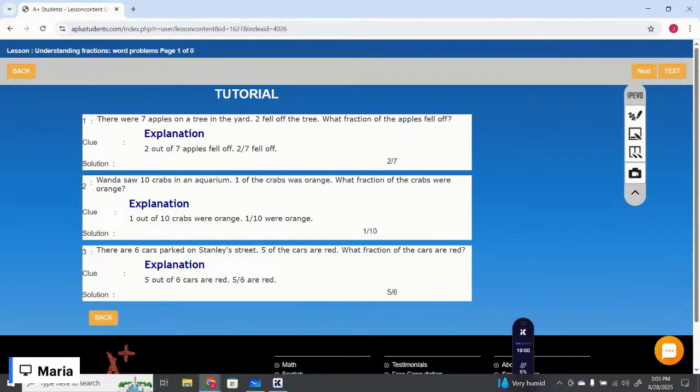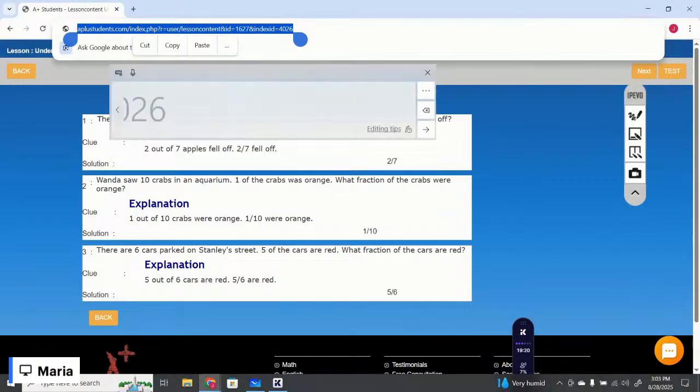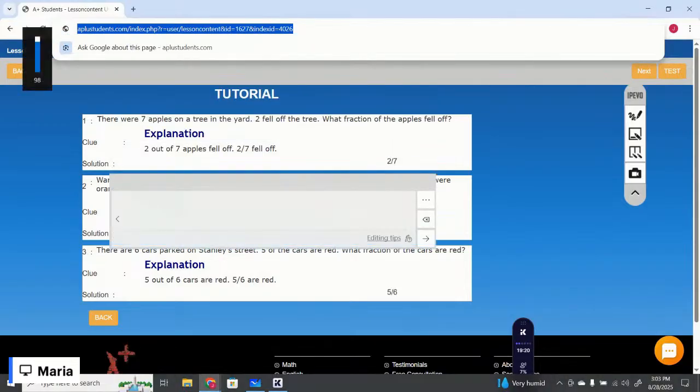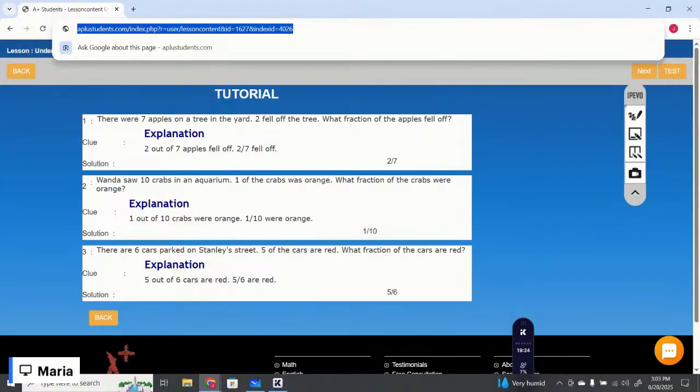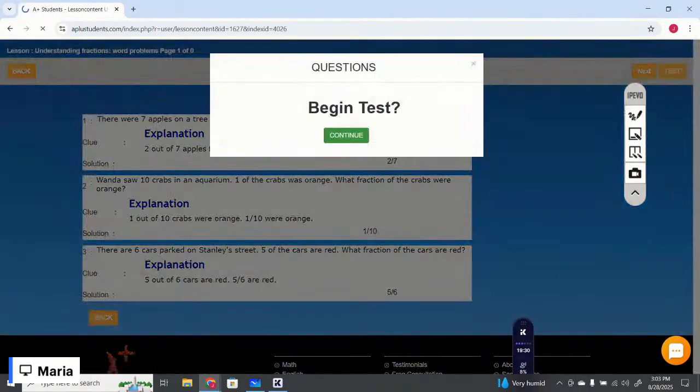There were 7 apples on a tree in the yard. Two fell off the tree. What fraction of the apples fell off? So 2 out of 7 apples, right? Because the total apples on the tree is 7 and 2 fell, so that means 2 out of 7 fell off. The correct answer is 2 out of 7. Let's just start with the test questions.